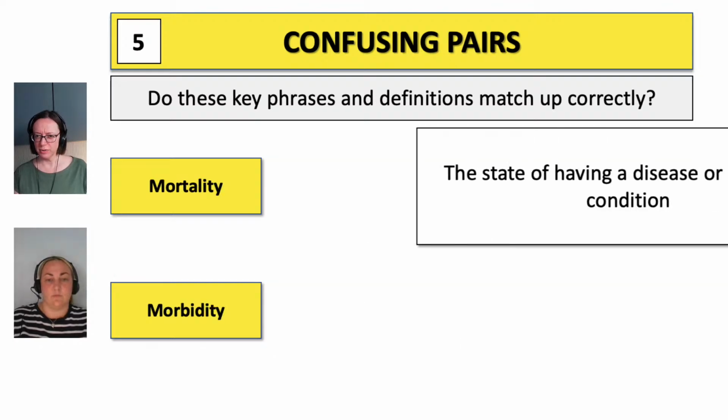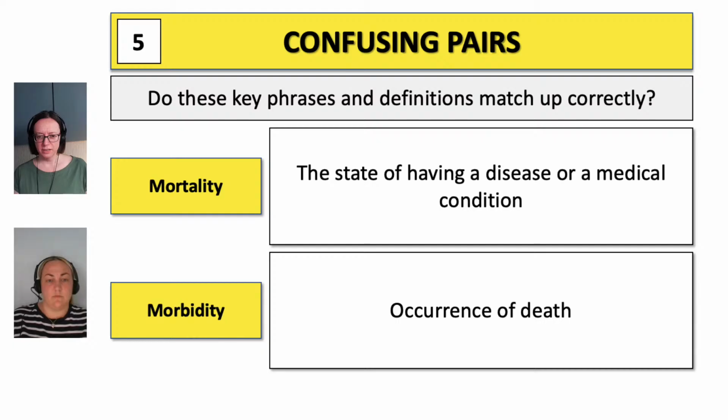Okay, I don't know if we've got another one of these yet. I think this is the last one. So we've got mortality and morbidity, and then our definitions are occurrence of death and the state of having a disease or a medical condition. So are these the right way round or not? These are confusing again, because with mortality you think about death, don't you? But morbidity also makes people think about death, because if you say someone's morbid, they're maybe thinking about bad things all the time. So what do you think, Charlotte?